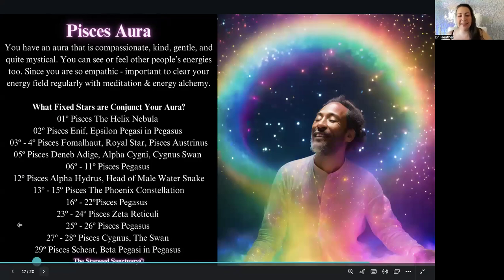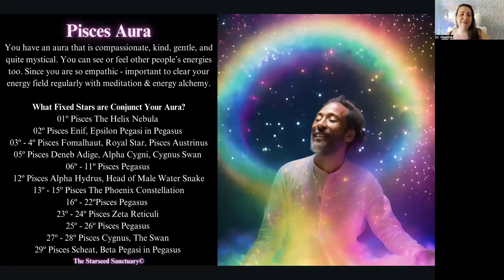All right, last but certainly not least, we have the Pisces aura. So if your natal asteroid aura is in the sign of Pisces, that means you generally, when your aura is clear, free, healthy, you're going to have very compassionate, kind, gentle, and mystical energy to your energy field. You can really see or feel other people's energies too. Since you're so empathic, it's really important that you clear your energy field regularly with meditation, energy alchemy, or whatever your preferred style of work is. I feel like Pisces does well with any of them, with all of them.